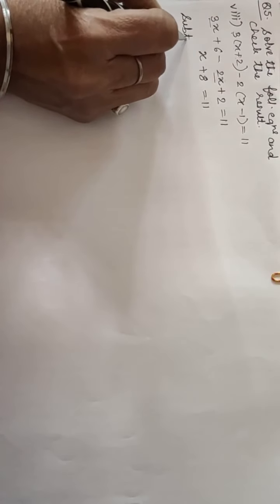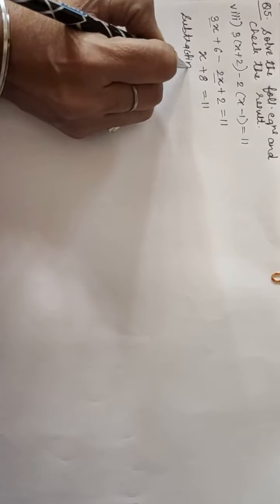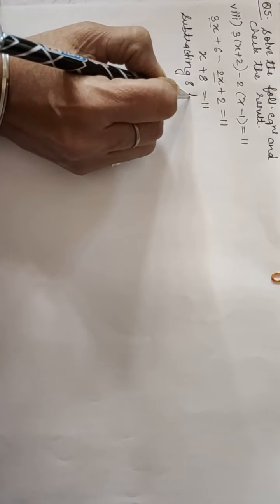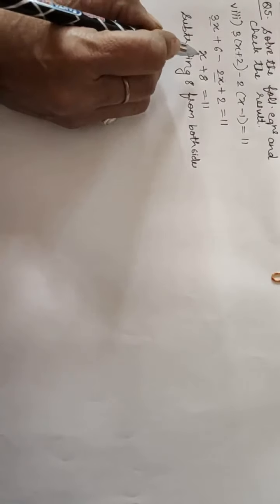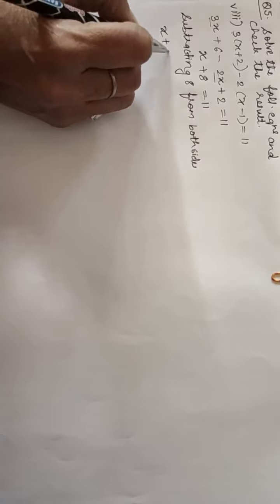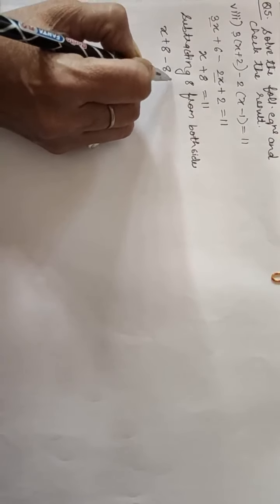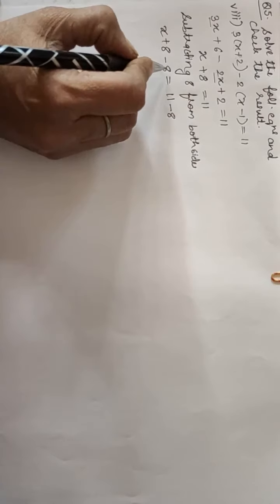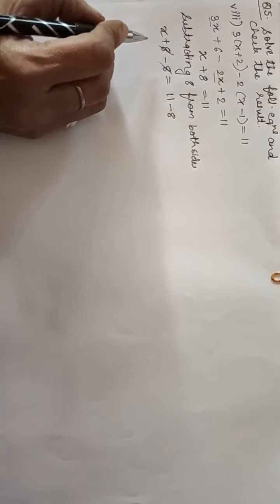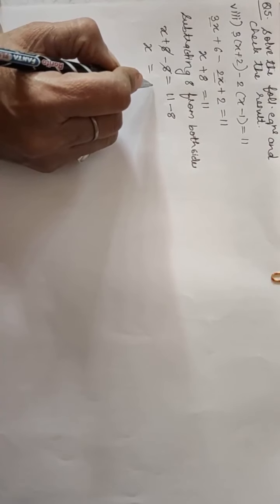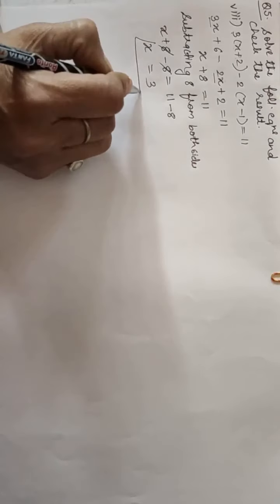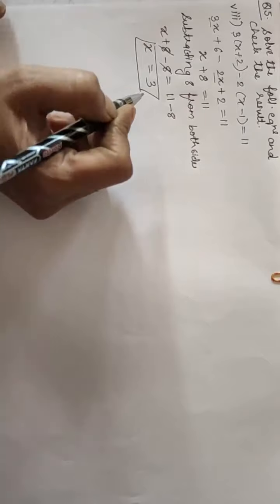Subtracting 8 from both sides. So first you will write left hand side as it is, minus 8, again write down right hand side as it is, and write minus 8. Now simplify, 8 is eliminated. What is left here, x, and 11 minus 8 is equal to 3. So the value of x you got is 3.